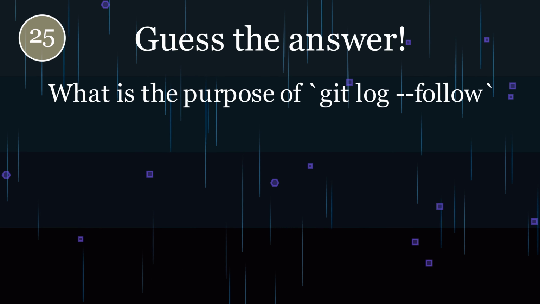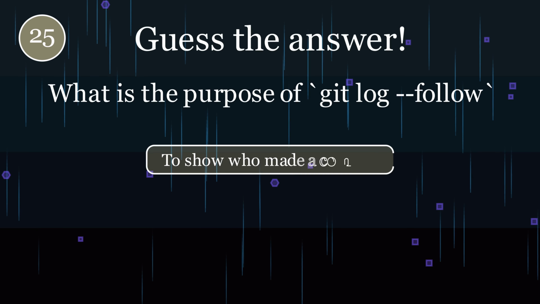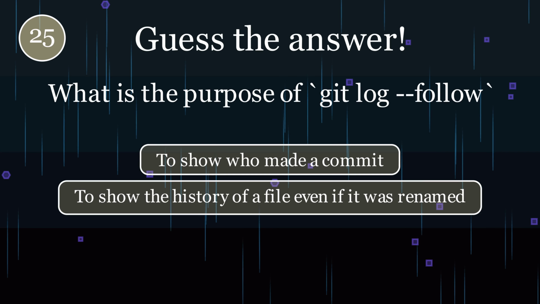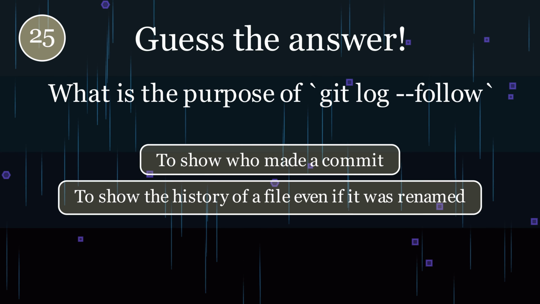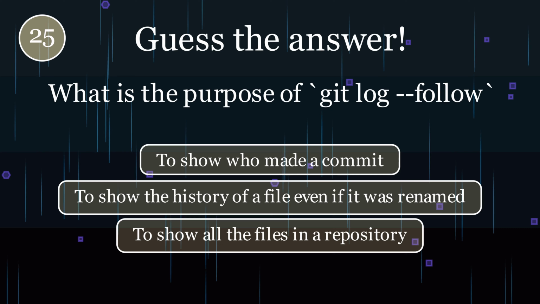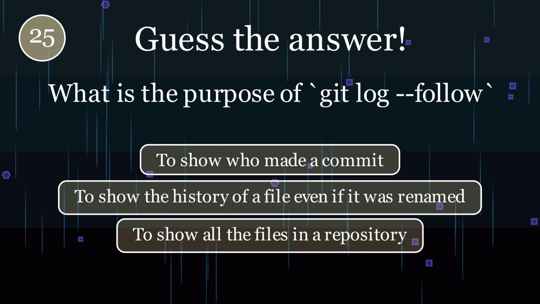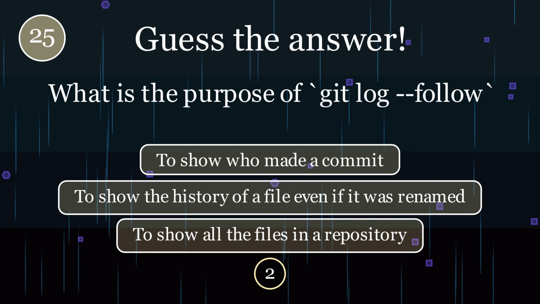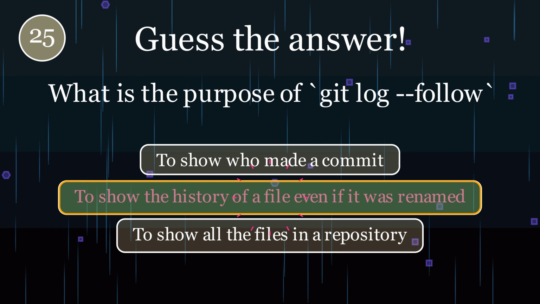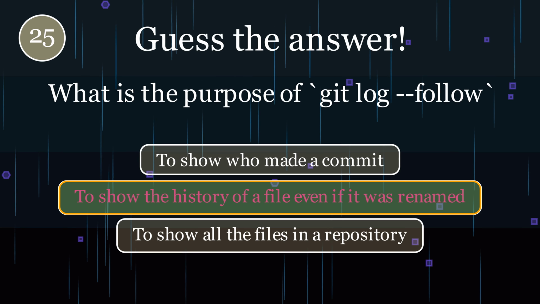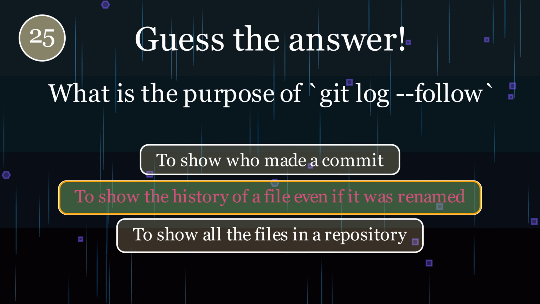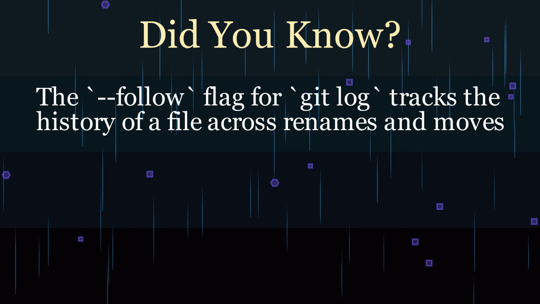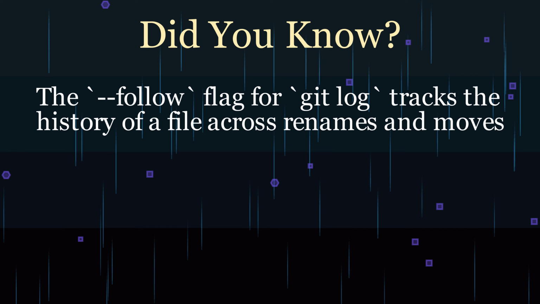What is the purpose of git log --follow? To show who made a commit. To show the history of a file even if it was renamed. To show all the files in a repository. The correct answer is to show the history of a file even if it was renamed. Knowledge boost: the --follow flag for git log tracks the history of a file across renames and moves.